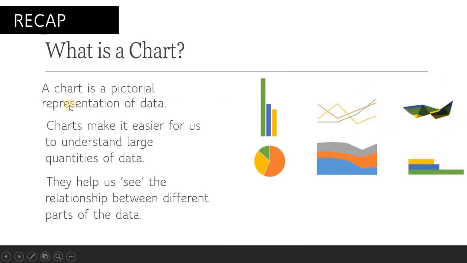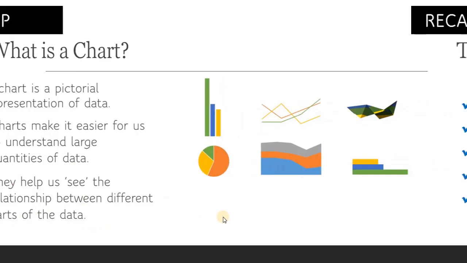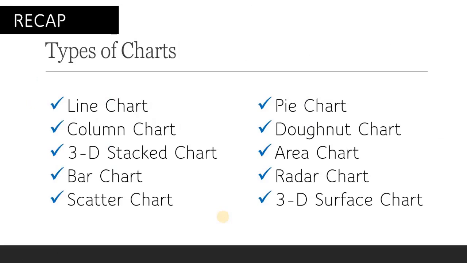A chart is a pictorial representation of data. Charts make it easier for us to understand large quantities of data. They help us see the relationship between different parts of the data. Excel has several different types of charts, allowing you to choose the one that best fits your data. In order to use charts effectively, you'll need to understand how different charts are used. In addition to chart types, you'll need to understand how to read a chart. Charts contain several different elements or parts that can help you interpret the data.